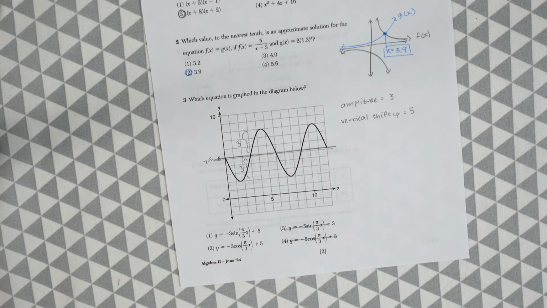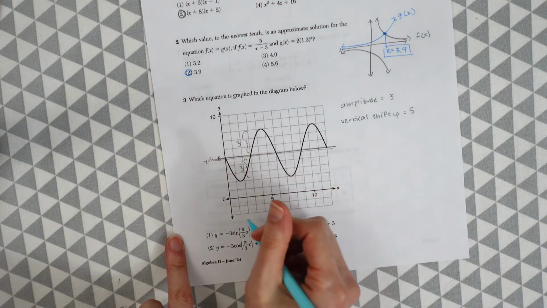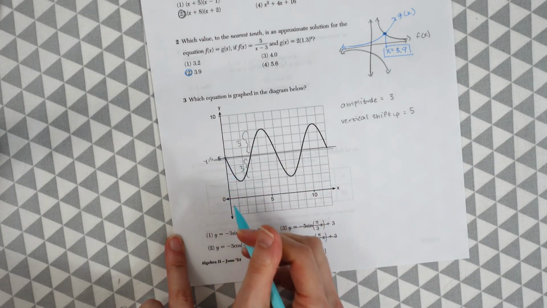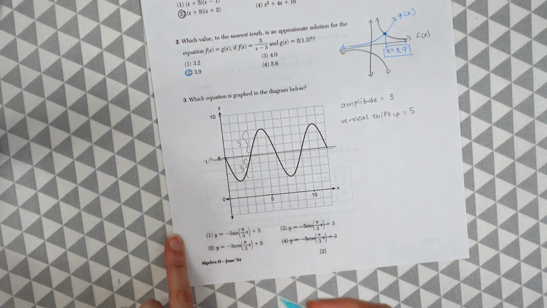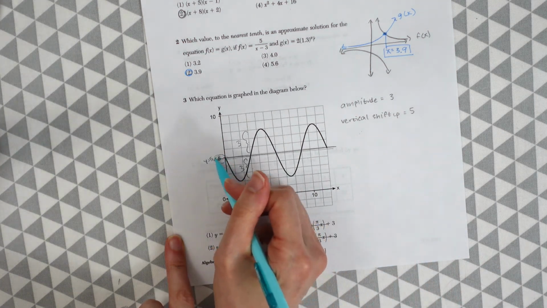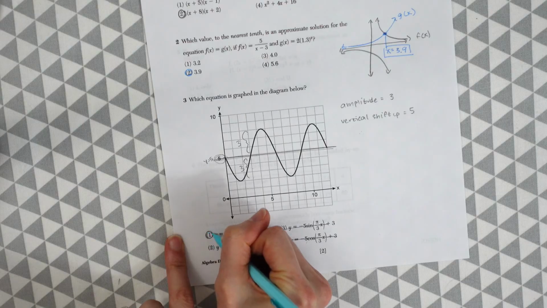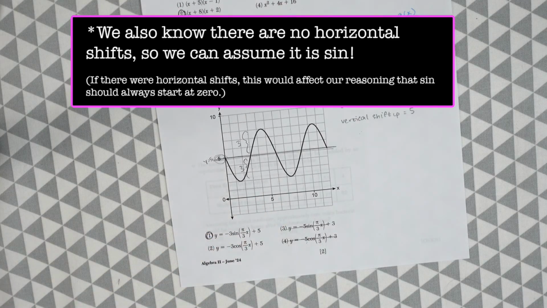If that's the case, then we know this is going to have to be a sine function. So if the vertical shift is up 5, usually a sine function always starts at 0, but because we shifted it up 5 units, it's now starting at 5, which means it's going to be choice 1.